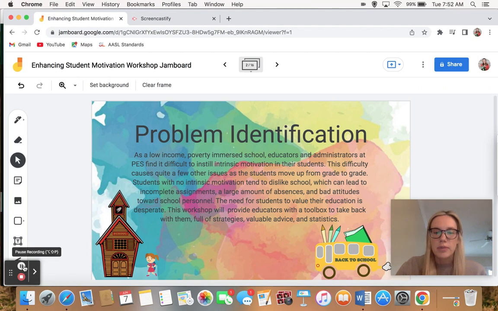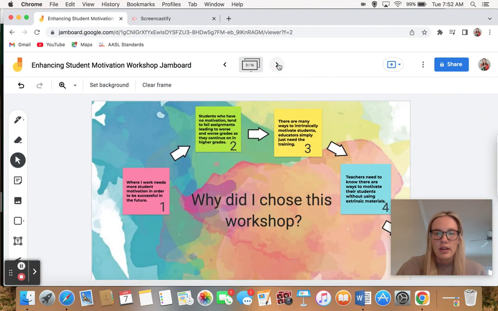And so this workshop is just going to provide educators with a toolbox they can take back with them full of strategies, advice, and statistics on how to instill this motivation in their students. My second slide is kind of just extending on what I just said. It's why exactly I chose this workshop.